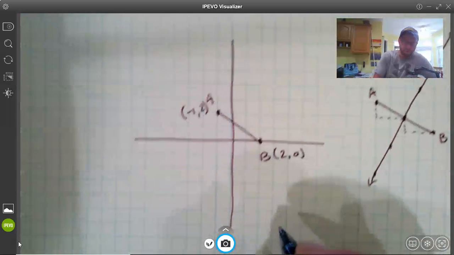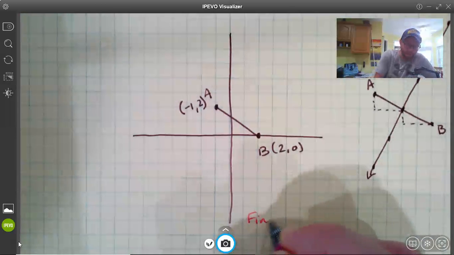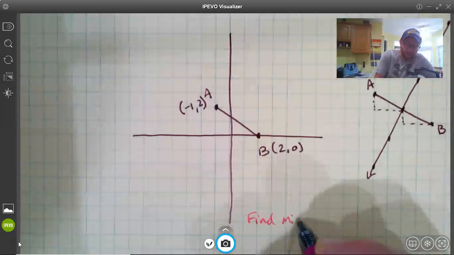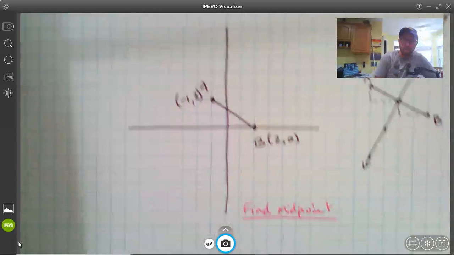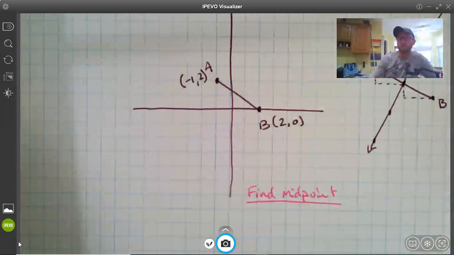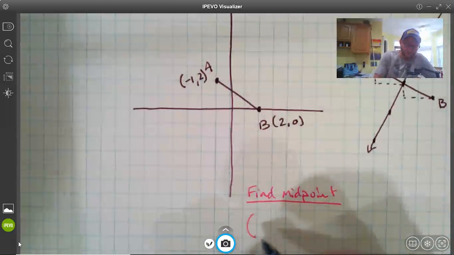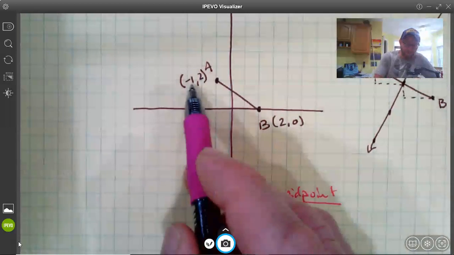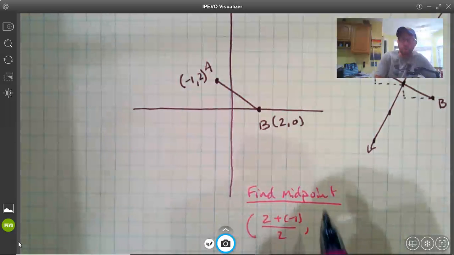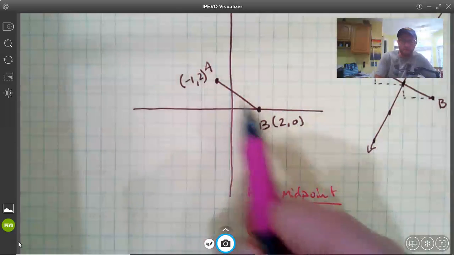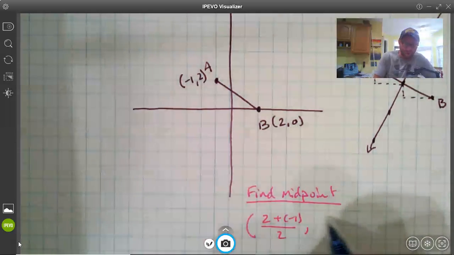So I'm just going to put down here, find midpoint. Okay. So we have our formula for finding midpoint. So we just take our two x-coordinates, 2 and negative 1, add them together, divide by 2. For our y-coordinates, I take the two y-coordinates, I add them together, divide by 2.